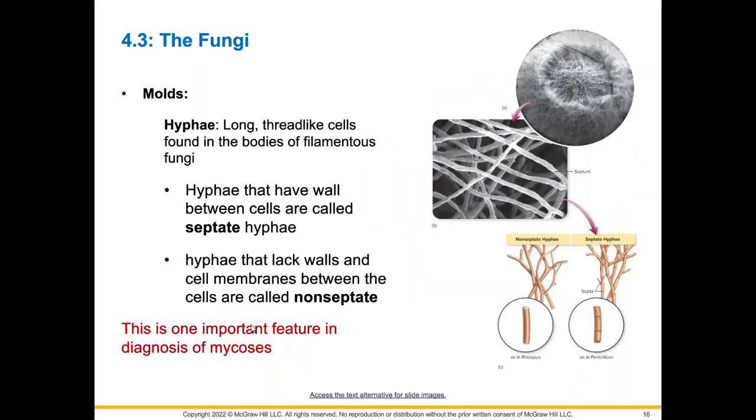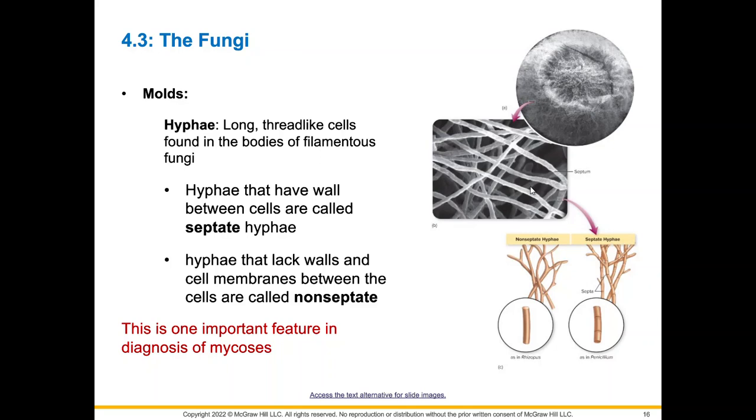What about molds? So molds are made up of hyphae. And hyphae are these thread-like cells that are found within the mold. So if we look at this right here, this is showing you some hyphae. You can see it's very filamentous, long and stringy cells. And these hyphae lack walls and cell membranes between the cells when they are non-septate.